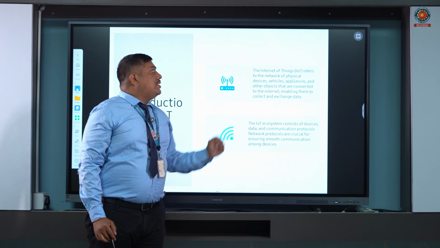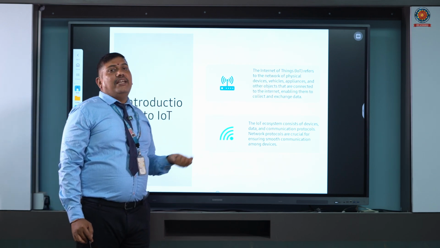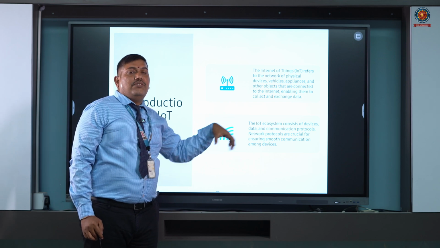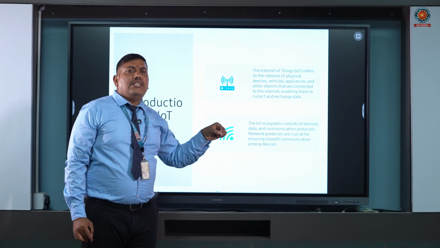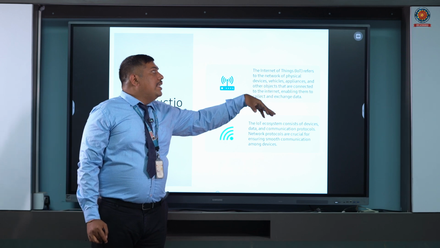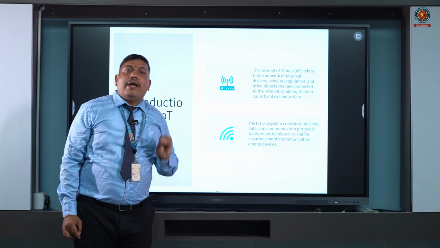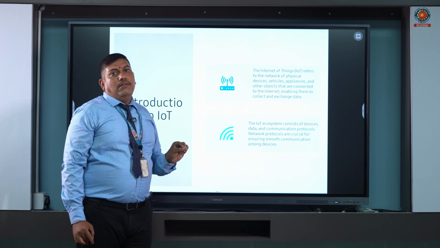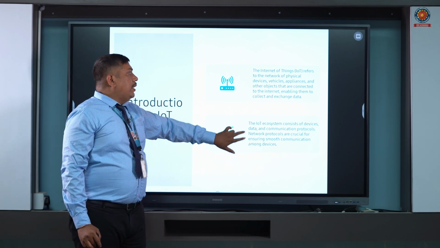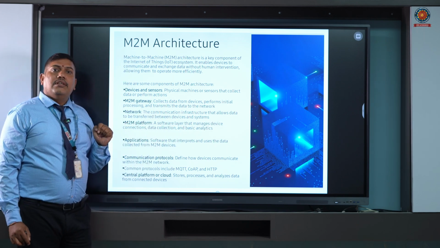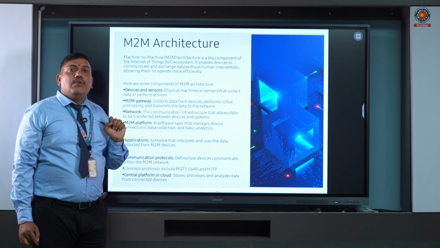Internet of Things refers to the network of physical devices. What are the physical devices? Sensors and actuators. Any type of sensors we have to apply, in vehicles, appliances, objects, connected things, but internet will be mandatory. So with internet, we call it IoT.